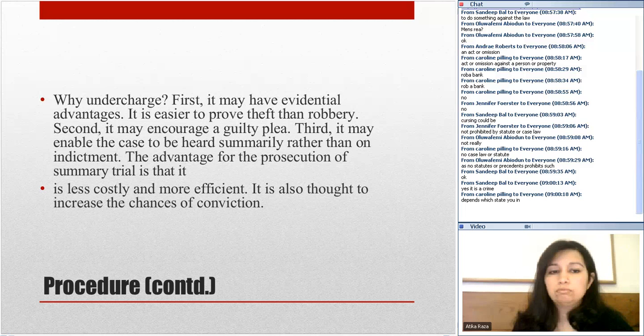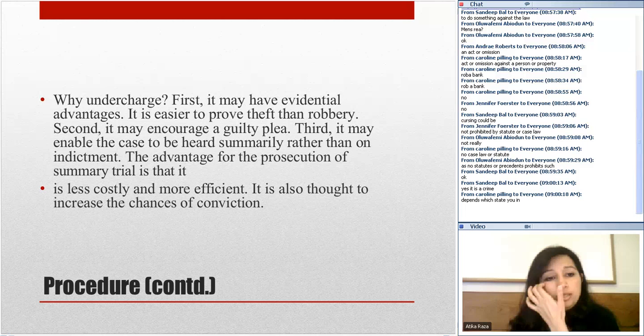Maybe they have an option to not indict him and summarily hear the case. And what are the advantages for the prosecution for summary trial? It's a shorter period. It is less costly and more efficient. Okay. It is also thought to increase the chances of conviction. You're going to convict this man quickly. You can't take a chance that he may leave the country or do something else. So you're going to indict him summarily.